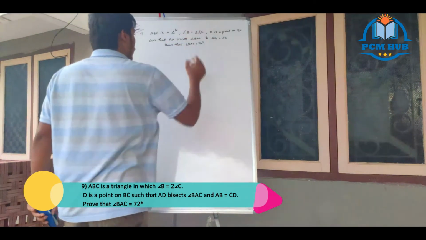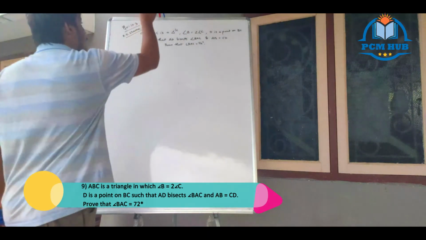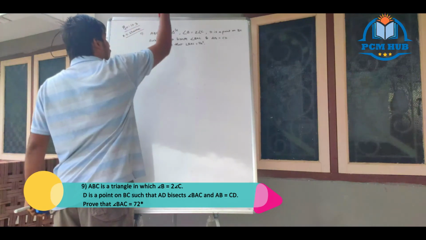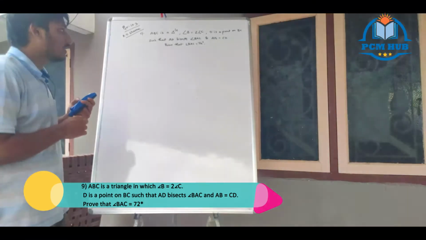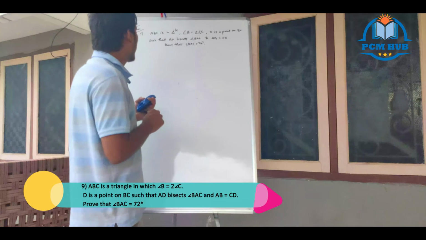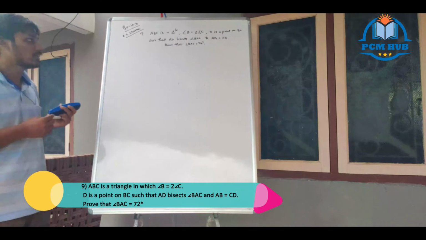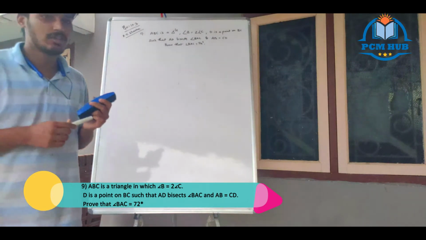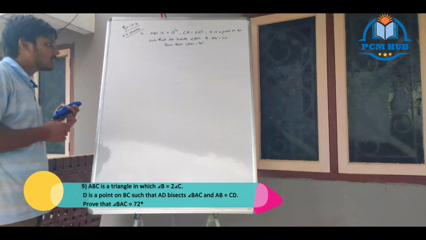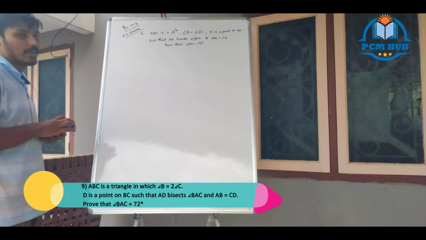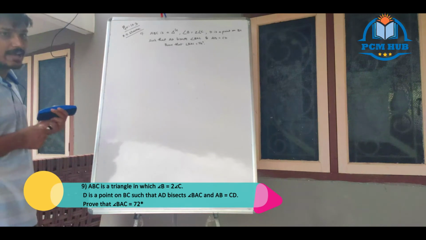Okay, good question. So now I will draw the diagram for it. ABC is a triangle. Angle B equal to 2 times angle C. D is a point on BC such that AD bisects angle BAC. AB equal to CD. Prove that angle BAC equal to 72 degrees is our question. So for this one, how do we have to solve it? First, let us draw the diagram.